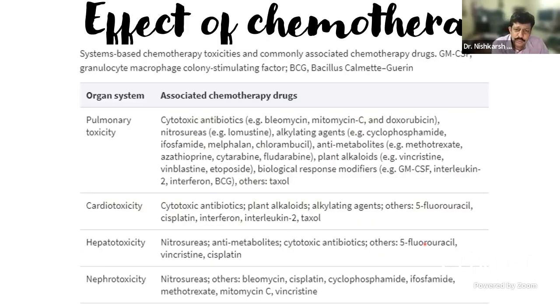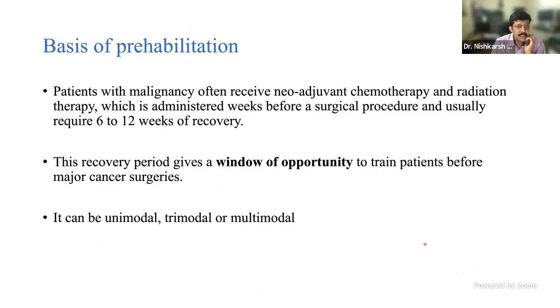Coming to chemotherapy. So all of us know neoadjuvant chemotherapy is a common modality in these patients, and patients do receive chemotherapy before being posted for surgery. And depending on the treatment given to the patient, there can be pulmonary toxicity, cardiotoxicity, hepatotoxicity, and nephrotoxicity. These are the things which the patient might be having. So we have to be careful in the preoperative period and need to optimize as per the need.